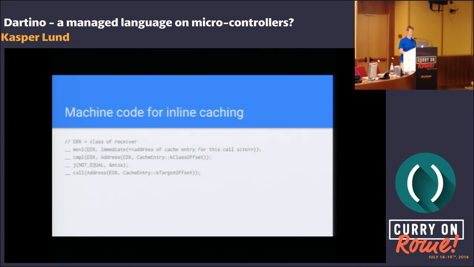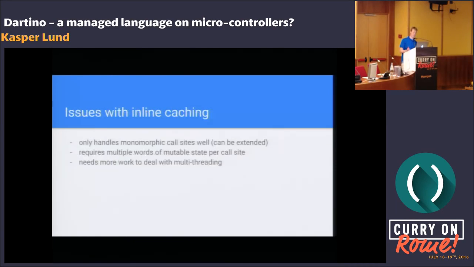It still has the problem that it requires multiple words of mutable state per call site. It's hard with multi-threading as well. And it only really handles monomorphic call sites, places where you only see one kind of object floating around. That's the only thing it really handles well. It certainly can be extended to the polymorphic cases, but it doesn't really deal well with call sites where a large set of different kinds of objects flow through. You need another approach for that.